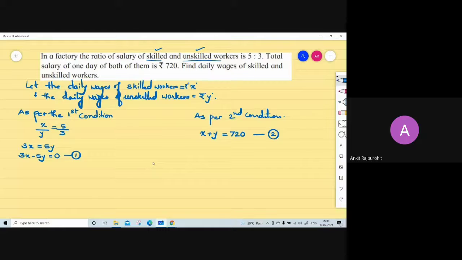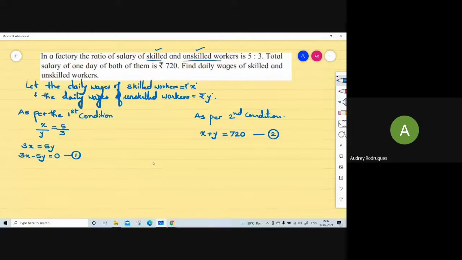Done, teacher. Okay. Now I will just say the steps and you'll check whether you have written it that way. Fine? Yes. Now the first equation is 3x minus 5y is equal to 0.